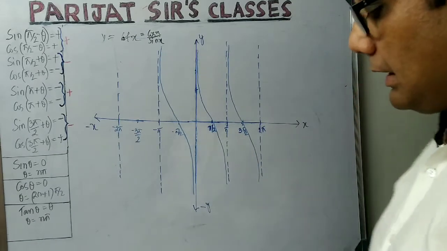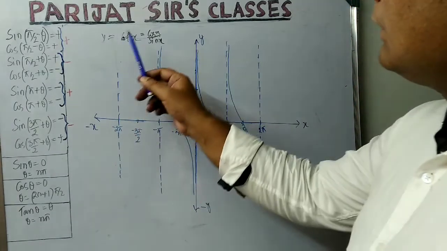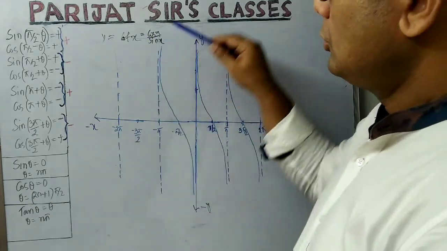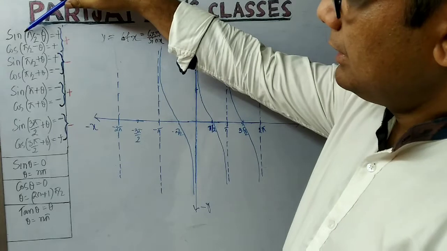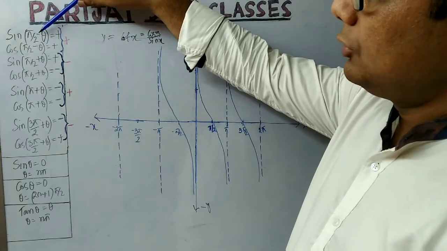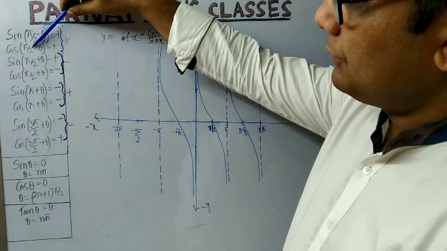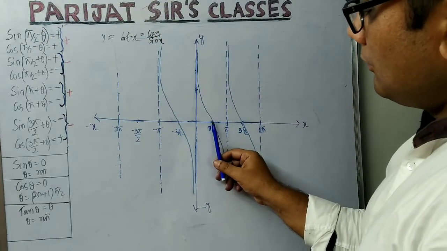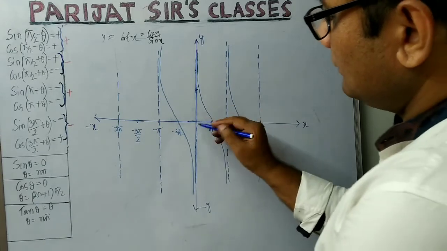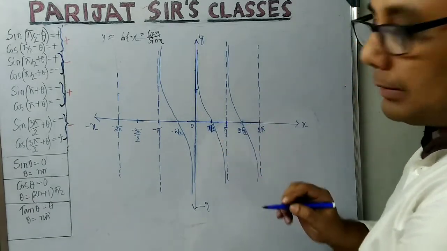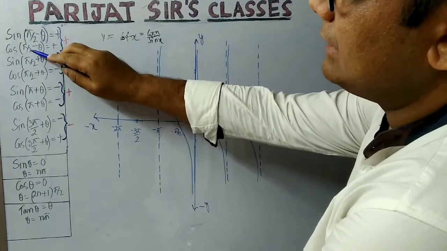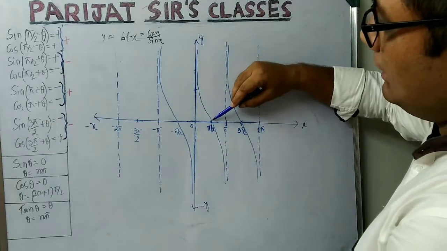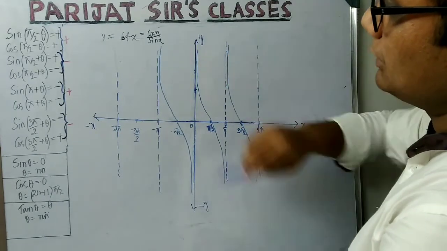Now friends, watch here. As I was telling you, y equal to cot x, which means cos x by sin x. In the first quadrant, from pi by 2 minus theta, sin is positive, cos is positive, result is positive. That means I am between 0 to pi by 2. The product of cos and sin is positive, so we are in the positive region.